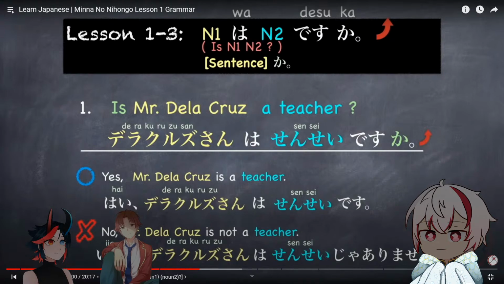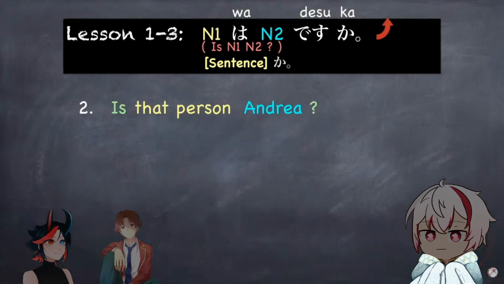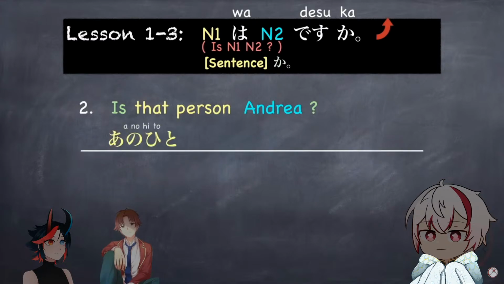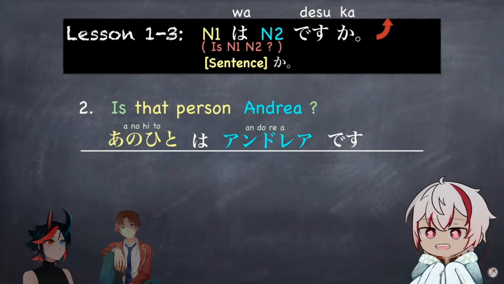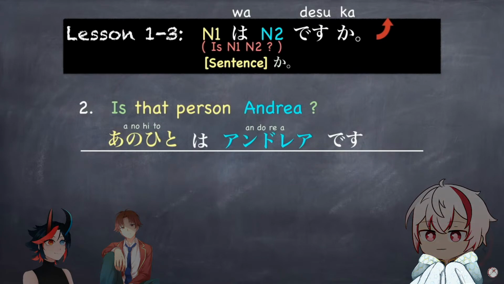We are stating that Mr. De La Cruz is not a teacher. Let's take a look at another example. Is that person Andrea? Okay, first let's use the N1 wa N2 desu pattern. That person is Andrea. Ano hito is that person. Ano hito wa Andrea desu. Or you can say Andrea-san, Miss Andrea. Ano hito wa Andrea desu. And to make this into a question, we add ka. Is that person Andrea? Again with a rising intonation.